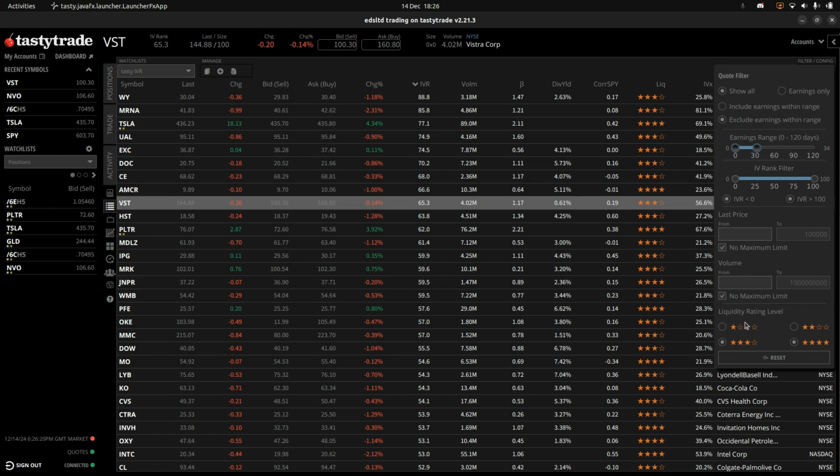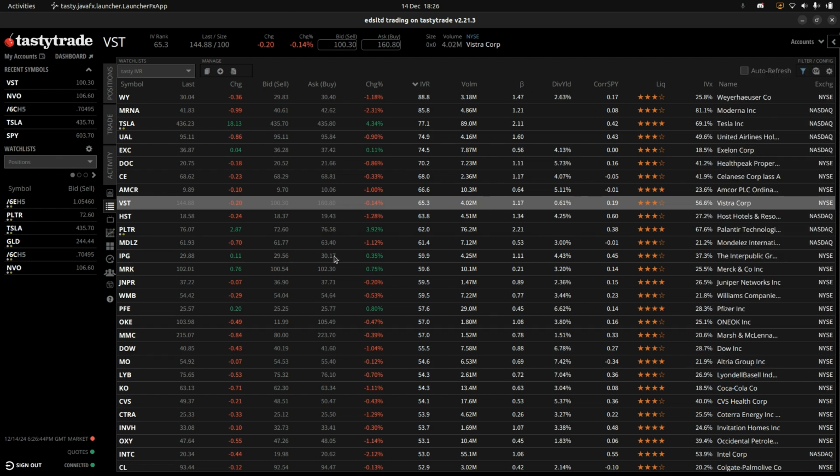We also want to filter out anything that has a low liquidity rating level. The reason for this is simple. We want to be able to get in and out of positions easily, and in order to do that, we need liquid markets. Also, we only want to be trading things that have tight spreads. The spread is what you pay when you get in and when you get out of the position. So the tighter the spread, the less you pay, the more money you make. So what you'll be left with is something that looks like this.